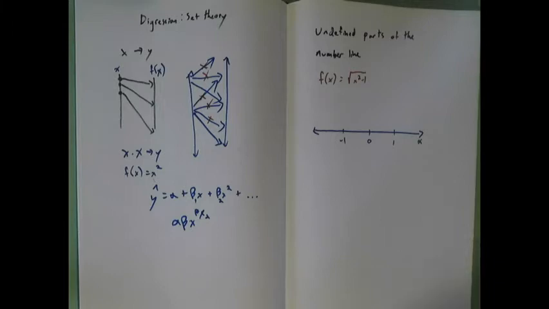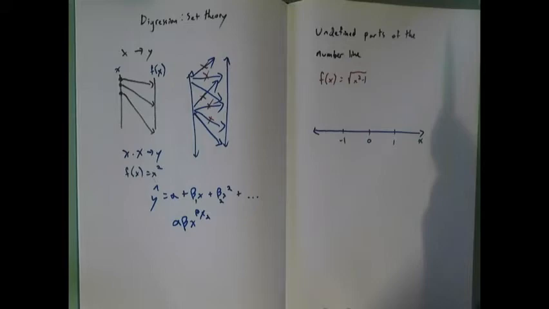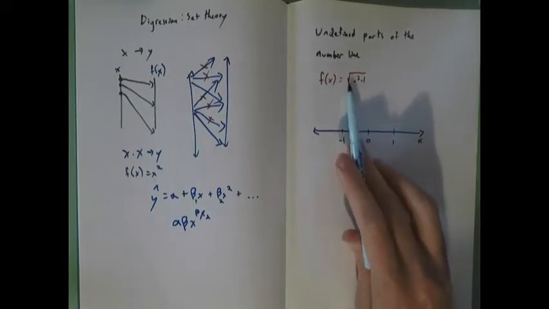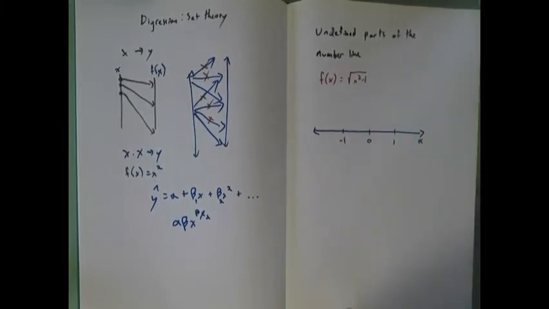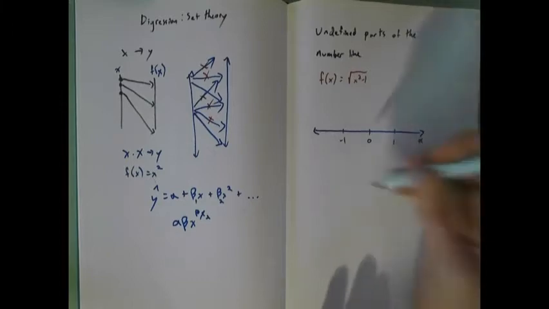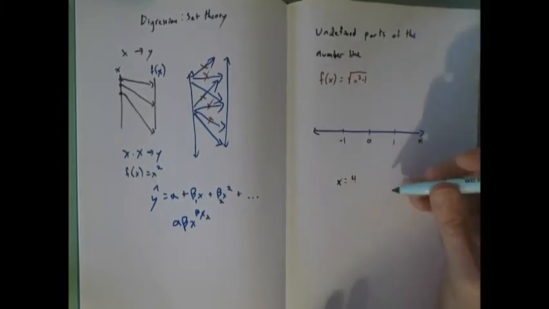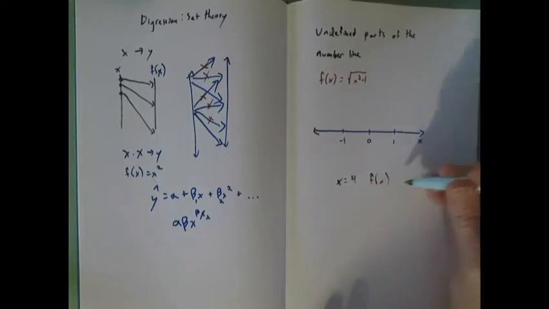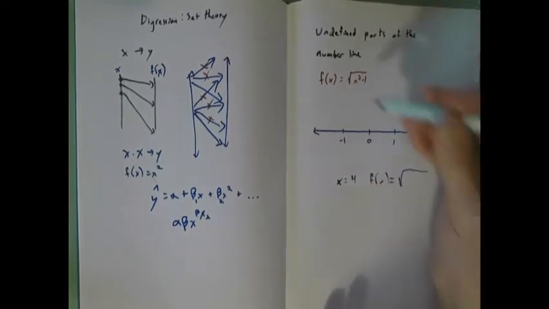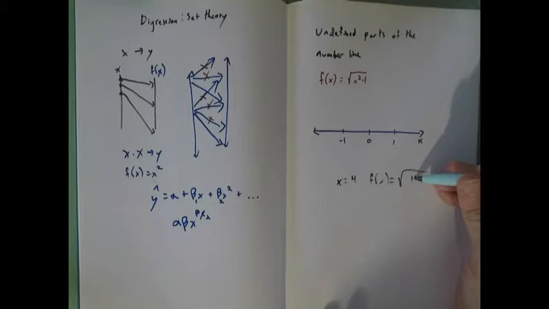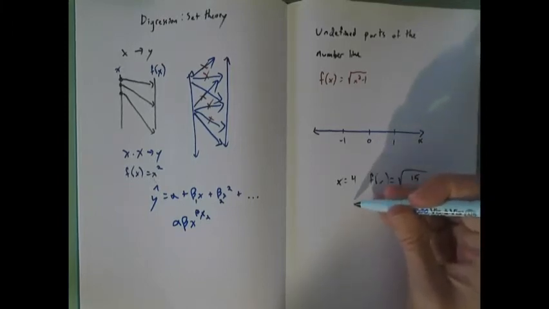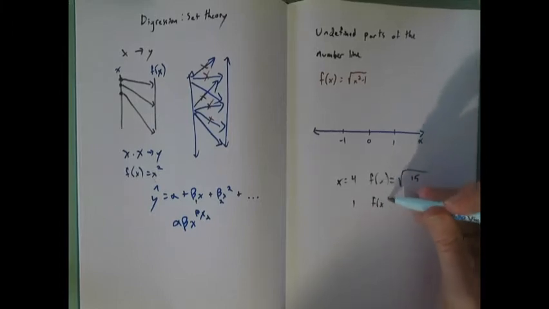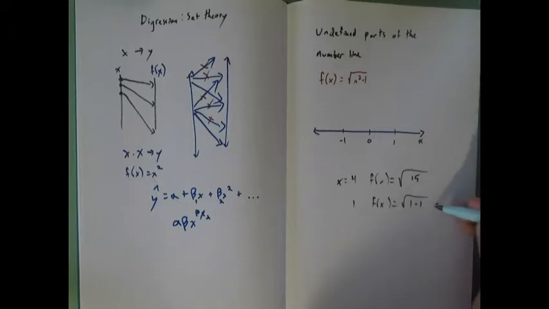Let's look a little bit more abstractly at this function in particular. f of x is the square root of x squared minus 1. So if we put in, say, x equals 4, then f of x equals the square root of 4 squared minus 1, which is the square root of 15, which is a real number. If we say x is 1, then f of x equals the square root of 1 squared minus 1, which is just 0. All right, 0 is a real number.